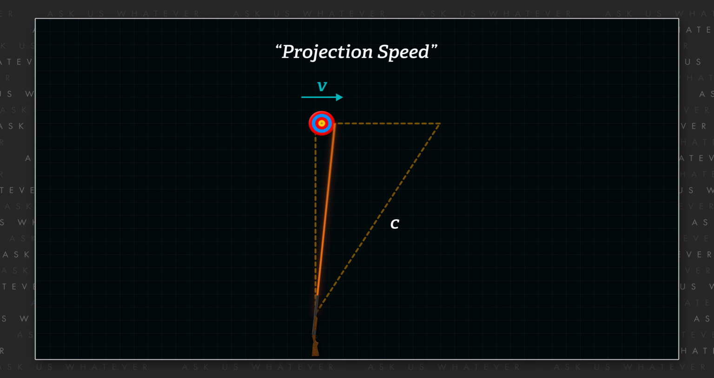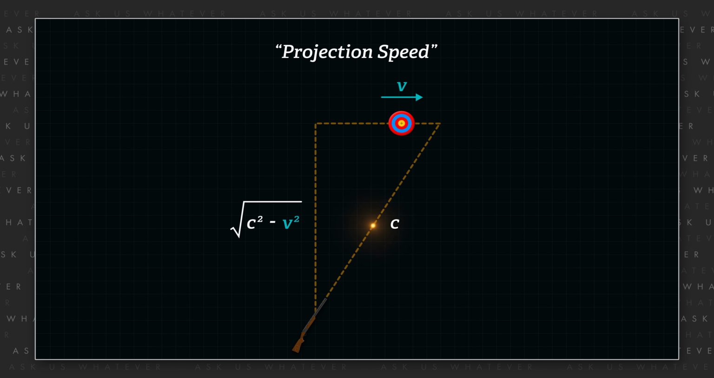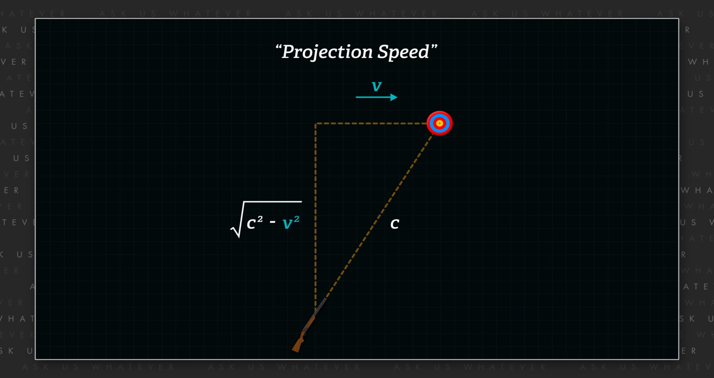We can compute the projection speed with a Pythagorean theorem for a right triangle, which gives us the square root of c squared, the pellet diagonal speed squared, minus v squared, the target speed squared. Nothing tricky so far. So now let's see how this relates to relativistic energy and momentum.